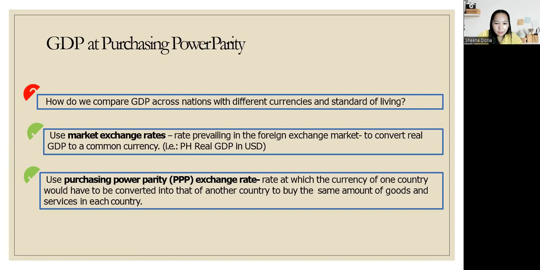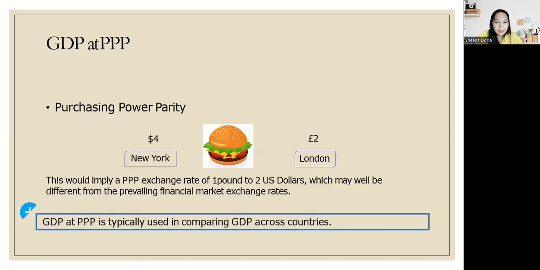Okay. So, ito yung explain ko kanina na this would imply that PPP exchange rate of £1 to US dollars, which may be well different from the prevailing financial market exchange rate. Ayan, so GDP at PPP is typically used in comparing GDP across countries. So you can search for this, yung GDP at PPP or purchasing power parity.